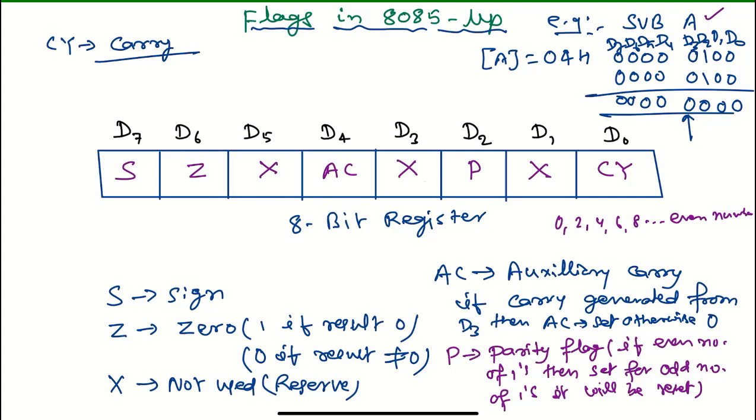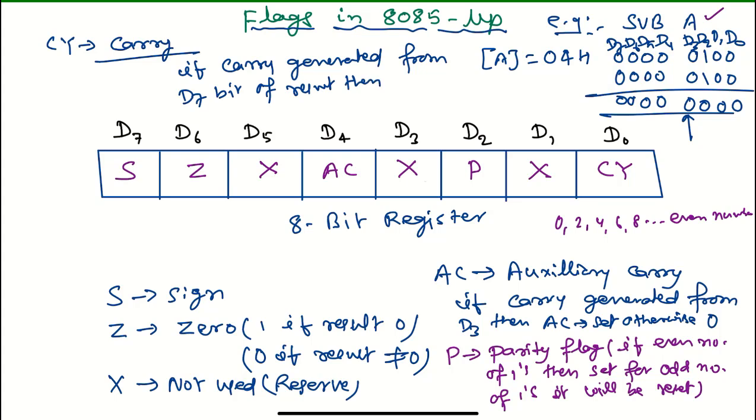So we can say that if carry is generated from the D7 bit of the result, then CY will be 1, otherwise 0. Otherwise it will be 0.